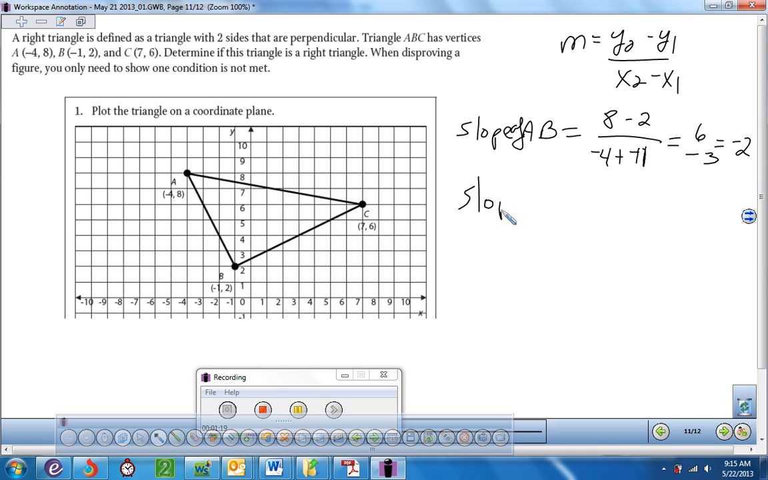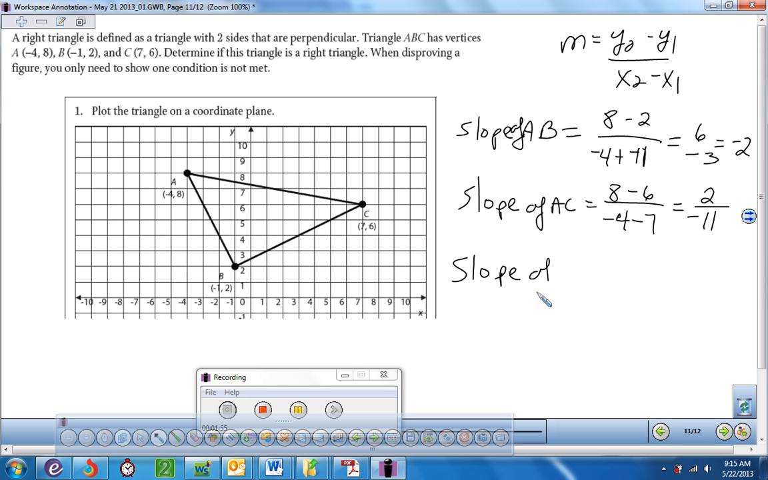Alright, so then let's find the slope from A to C. Again, it's going to be y2 minus y1. So I'm going to use 8 minus 6, and then I'm going to have negative 4 minus 7. Okay, take the difference. 8 minus 6 gives us 2. Okay, I've got negative 4 and I'm subtracting from it, so it's going to make it more negative, so it's going to be 2 over 11. So our slope is negative 2 elevenths.